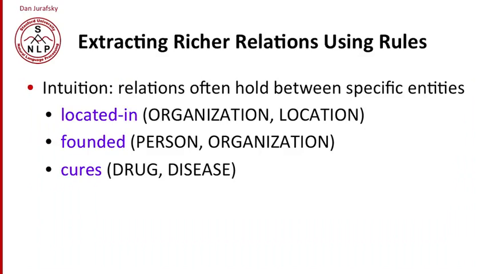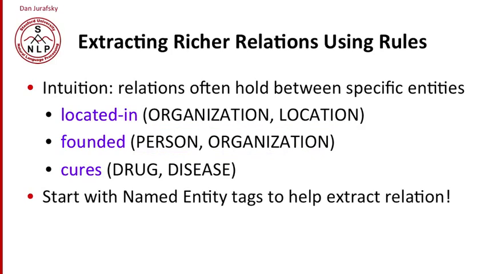Now, the same kind of intuition about using handwritten rules to learn relations can be used for the richer relations that we've been looking at, richer than just ISA or hyponym. And the intuition for learning these richer rules is that these relations often hold between specific entities. So the located-in relation often holds between an organization and a location, or the founded relation holds between a person and an organization. So in addition to just coming up with clever string patterns that might indicate a relation, we can also use facts about the actual entities that are involved, and that will help us learn which kind of relations we might have. In other words, we're going to start with named entity tags, and that's going to help us do relation extraction.